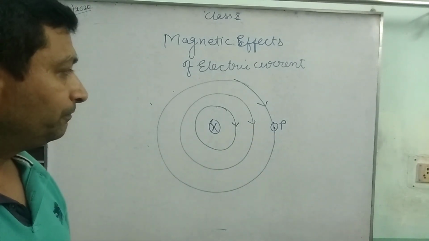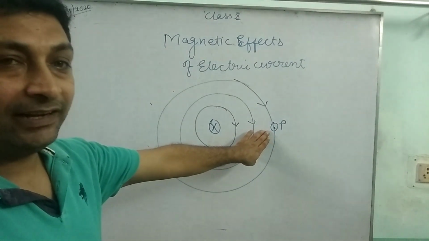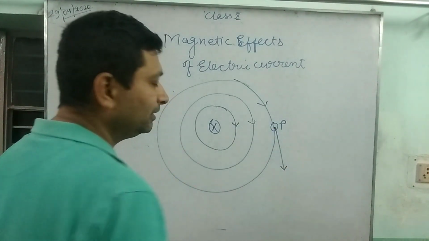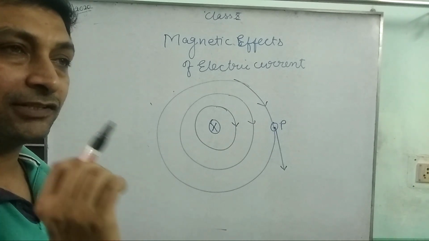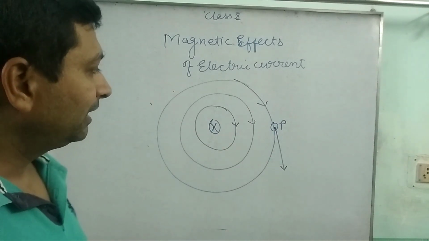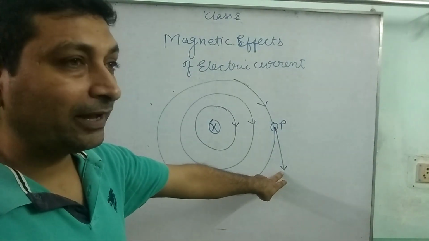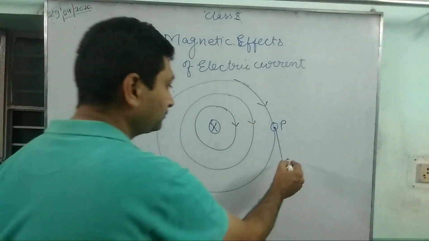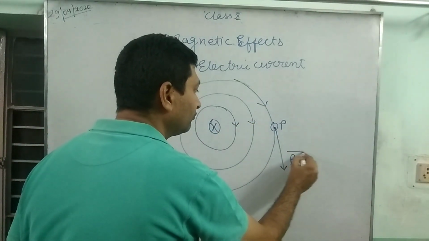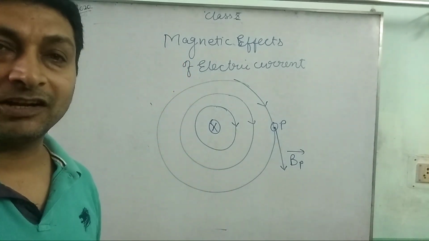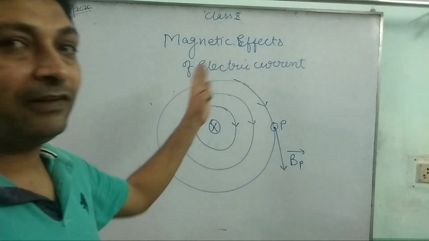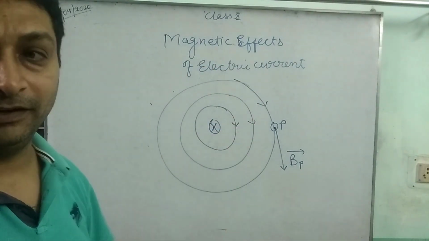Now what to do? You should make a tangent at point P. Tangent means a line which is just touching the point P, and the direction of magnetic field is along the arrow. It is the direction of magnetic field at point P. In this way, we can find the direction of magnetic field.